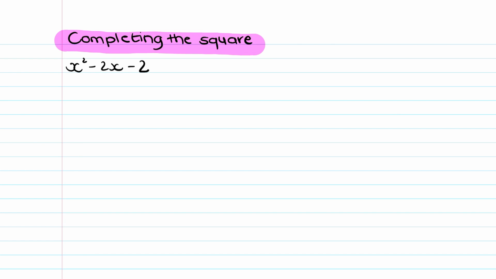So let's get stuck into today's question. The first thing that I want to do with this expression is take the coefficient of x, multiply it by half and put everything to the power of 2. And that is going to equal 1.